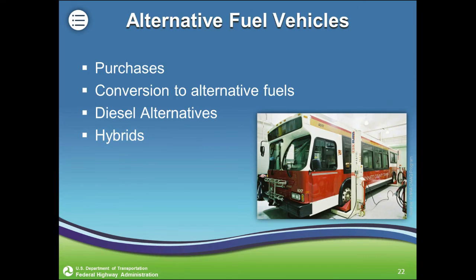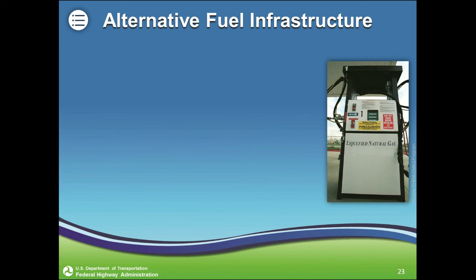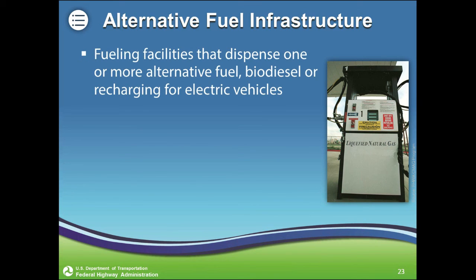category. As noted on the previous slide, the CMAQ program also supports projects that provide alternative fuel infrastructure to encourage the use of alternative fuel vehicles, such as fueling facilities. Eligible projects in this category include facilities that provide at least one alternative fuel listed in the 1992 Energy Policy Act, biodiesel, or an electric vehicle charging station.